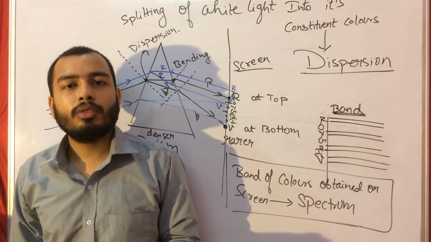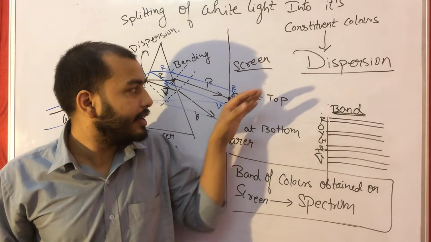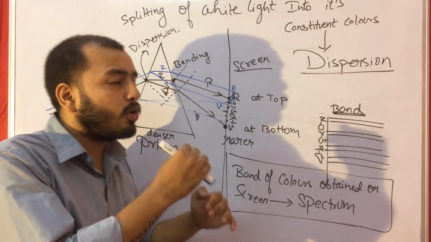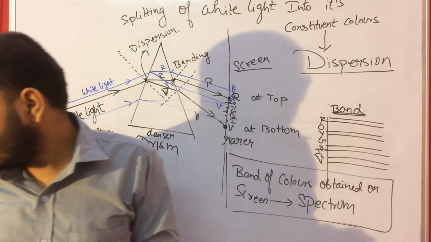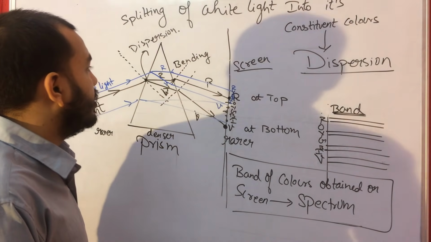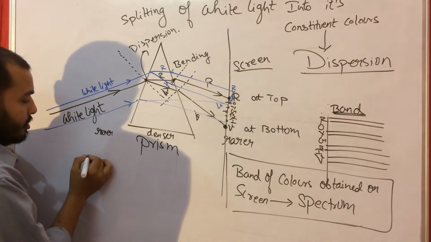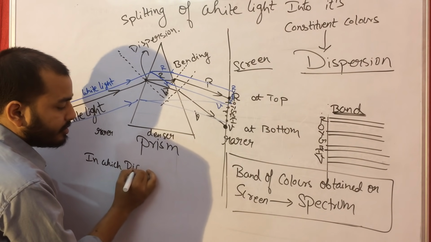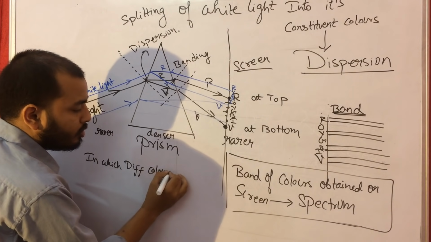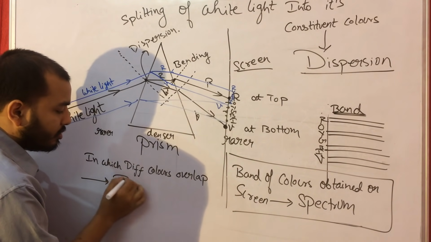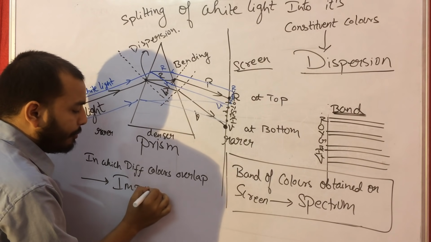You won't see 7 different colors. Instead, you will see all the colors overlapping over one another. You won't see that good spectrum that you are expecting. Such a spectrum in which different colors overlap is called an impure spectrum.